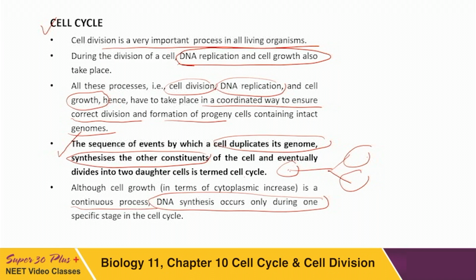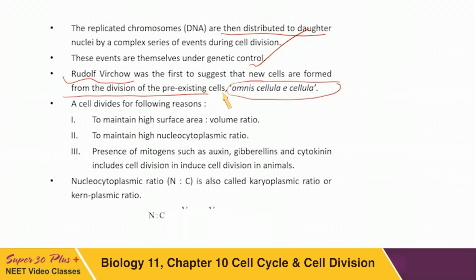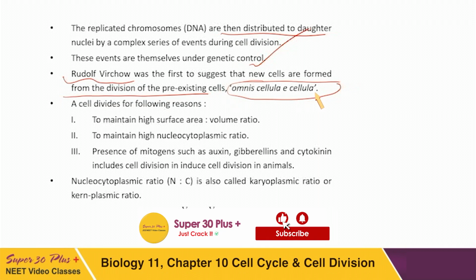So we have to see now the replicated chromosomes. You see, the duplicated DNA will be distributed to the daughter cells, and all this will be under the control of genes. Genetic control is there. I told you in cell theory that Rudolf Virchow was the first one who suggested that new cells are formed from pre-existing cells. The statement he gave, a very popular statement, is omnis cellula e cellula.